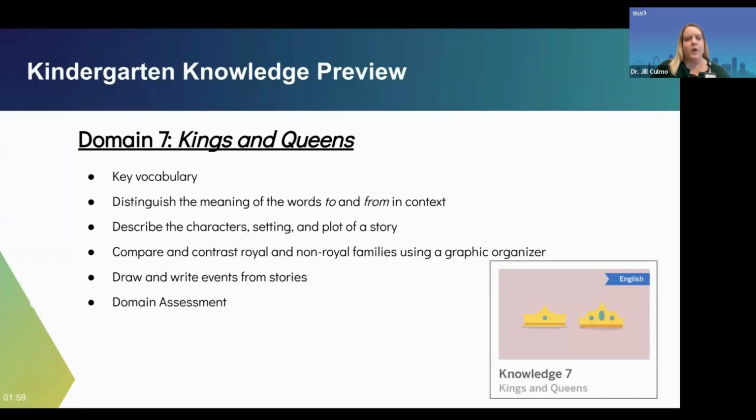Many of the fictional rhymes, poems, and stories in this domain are classic, well-loved tales, including King Midas and the Golden Touch, The Princess and the Pea, and Cinderella. Students will use graphic organizers to sequence story events and complete compare-contrast activities.